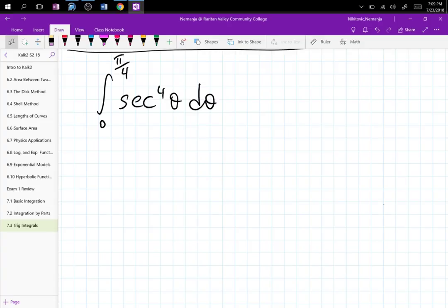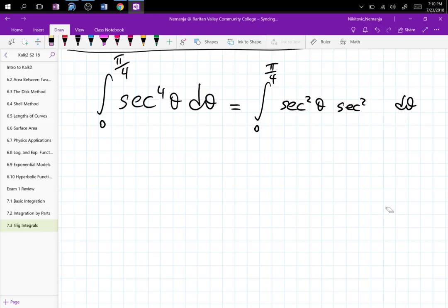So now, secant to the 4th theta. The only thing we can do here is split it apart, and once we split it apart, we have to deal with it. So what should we do? Turn one into 1 plus tan squared theta, then distribute, and it becomes secant squared theta plus tangent squared theta secant squared theta. That shows a u sub in there. So integral 0 to pi over 4 of secant squared theta times secant squared theta d theta.